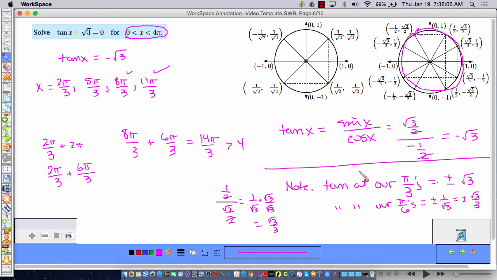Okay, and then I don't have to worry about my pi over 4's because those are all going to be plus or minus 1. And then tangent is undefined at pi over 2 and 3 pi over 2 because cosine is 0 there. And then it would be 0 at 0 and pi and 2 pi. So those you've got to kind of think about, but as you solve more tangent equations, you should be used to it. All right, let's take a look at one more.